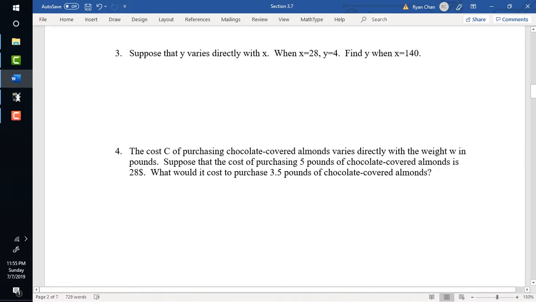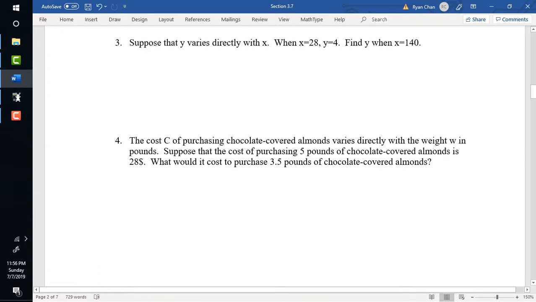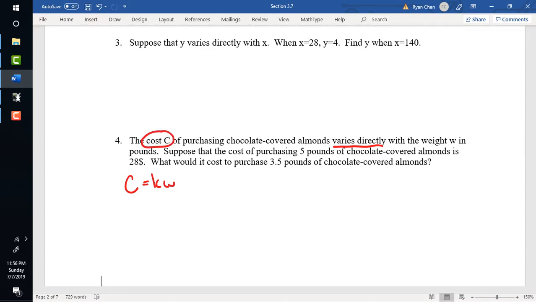Let's look at another example. It says, suppose the cost of purchasing chocolate-covered almonds varies directly in weight. Okay, so varies directly gives it away once again. So I'm going to do C is equal to K times W. Write what your C represents. So C is cost, and W is weight, so we understand. We also want to write what we're measuring. So notice weight is in pounds, and then cost is in terms of dollars.